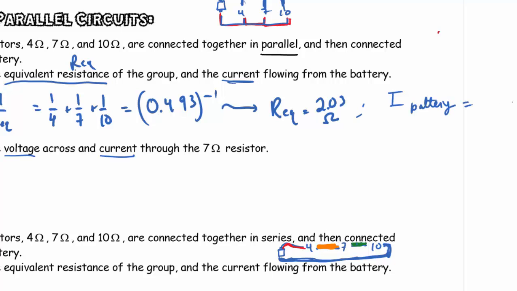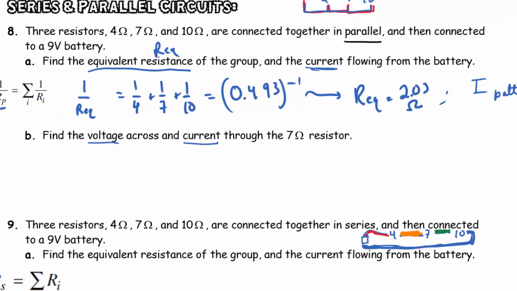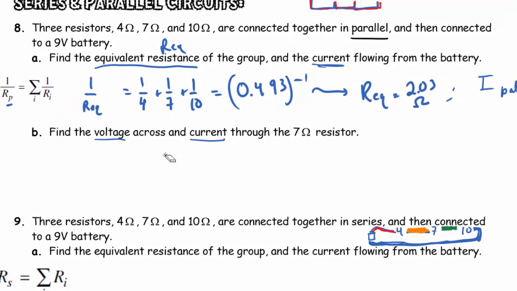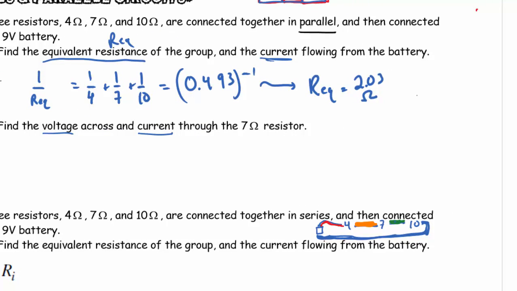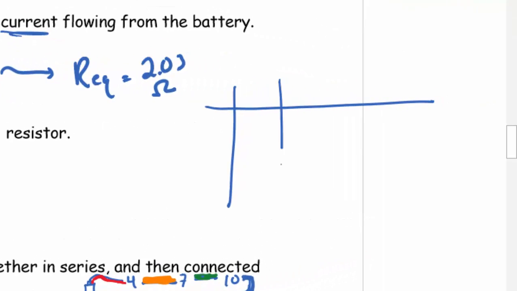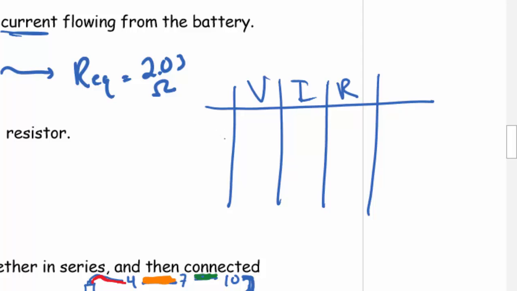At this point, it looks like I'm going to have to solve for some voltage and currents through certain resistors and for the whole battery. So I'm going to make a chart to keep track of everything for this circuit. This is called a VIR chart, because it has V, I, and R all involved. And it also is going to have all the resistors. So we've got resistor 1, resistor 2, resistor 3. And so this is 4 ohms, 7 ohms, and 10 ohms.